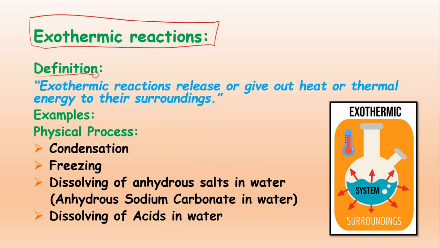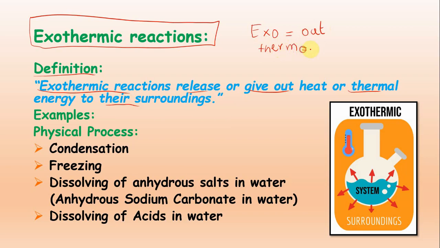Definition of the exothermic reaction is that exothermic reactions release or give out heat or thermal energy to their surroundings. Exothermic is a compound word and it is made up of two words. One is exo, which means out, and therm means heat energy.